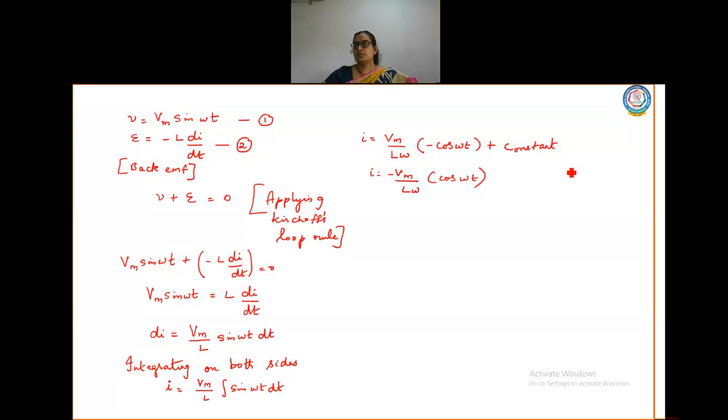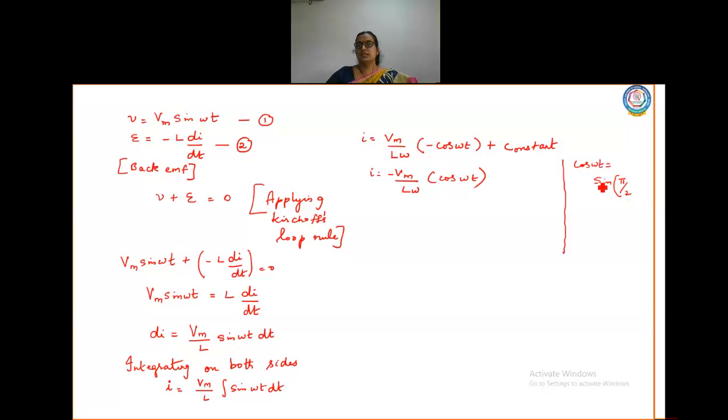So this cos omega t, let me write here, children. Cos omega t is written as cos theta, where omega t is nothing but theta. Right? So I can write omega t as theta. Now the formula for cos theta is sine 90 minus theta, right? I can write this 90 as pi by 2, children. Pi is 180, divided by 2 is 90.